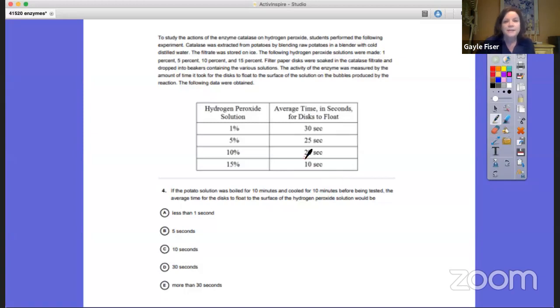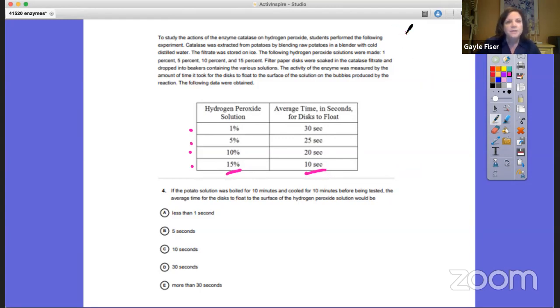Okay, so let's look at these multiple choice. We have a hydrogen peroxide solution. We have 1%, 5, 10, 15. It looks like we're increasing our hydrogen peroxide solution. Average time in seconds for the disc to float: 30 seconds, 25, 20, and 10. So it looks to me like the higher the solution, the faster the floating.